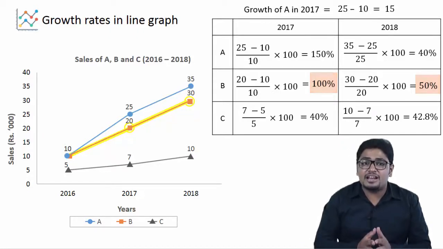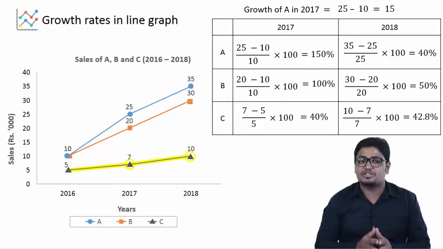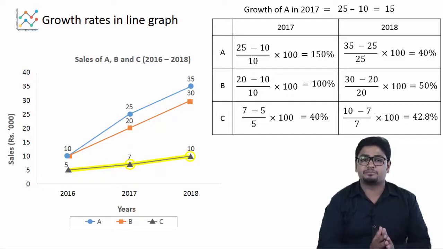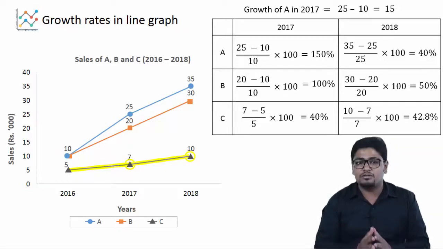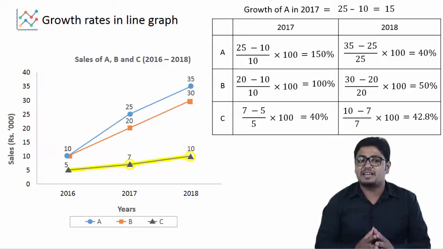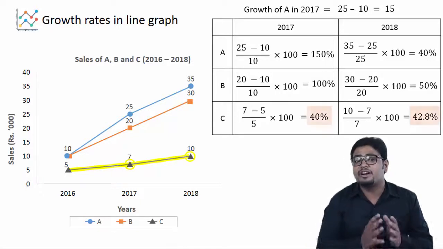Now, let's analyze the growth rates of company C in different years. Here, we can see that the slope in the period 2017-18 is greater than the slope in 16-17. But in 2016-17, the base is lower. Both the factors are involved, and the difference between the slopes as well as bases is marginally low. So in this case, it will be a good idea to calculate the growth rate manually as we did in the table.